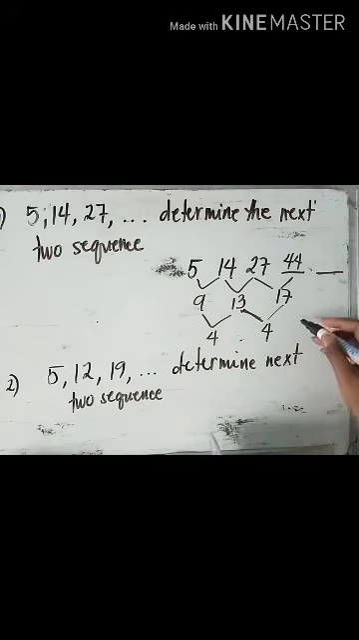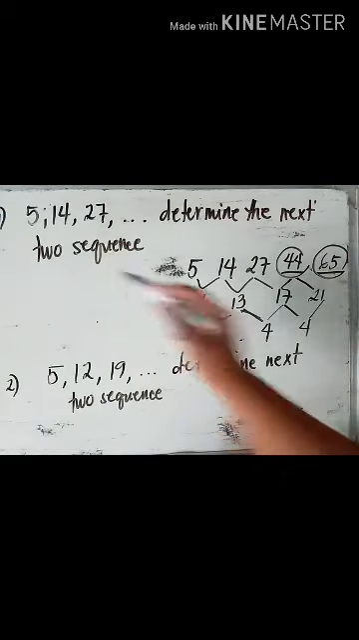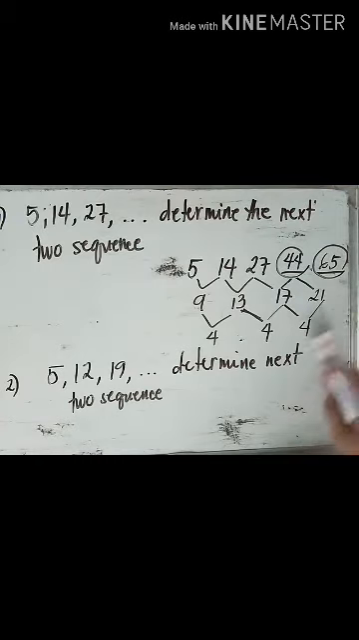For the other sequence, we also put an arrow here. Then we write the common difference, which is 4. For us to find this number, 17 plus 4, that is 21. Then we connect the arrow again. Then 21 plus 44, that is 65. So 65 is the 5th term of this given sequence. Okay, so 44 and 65.